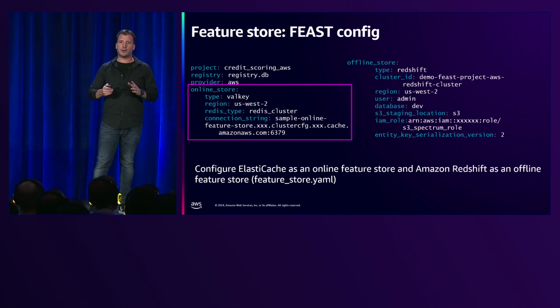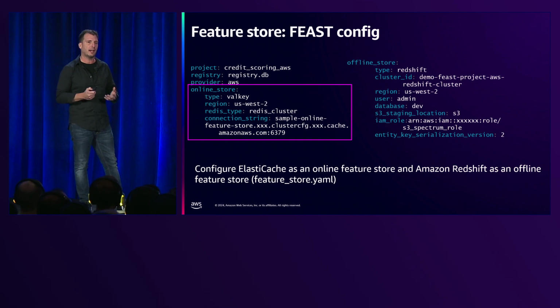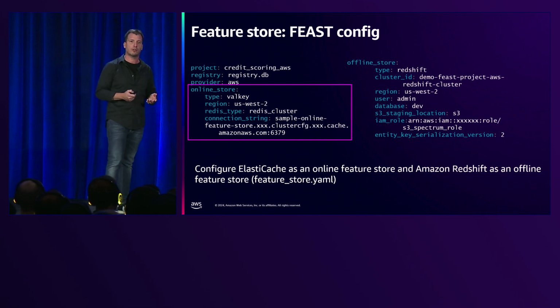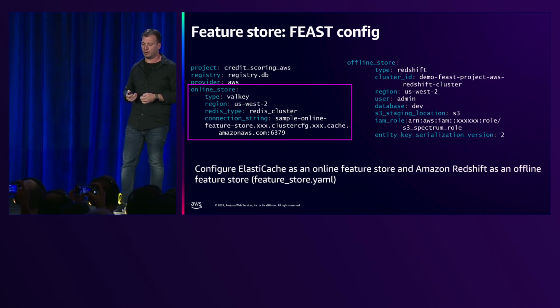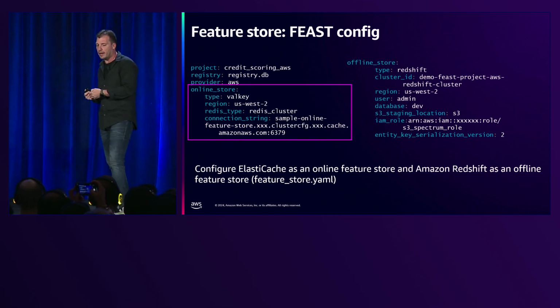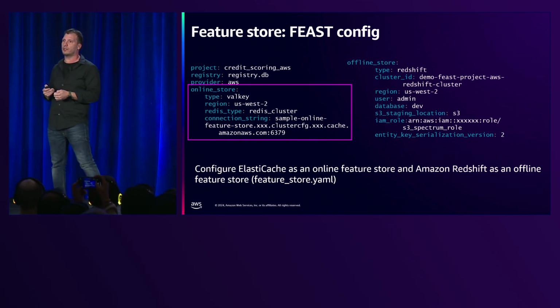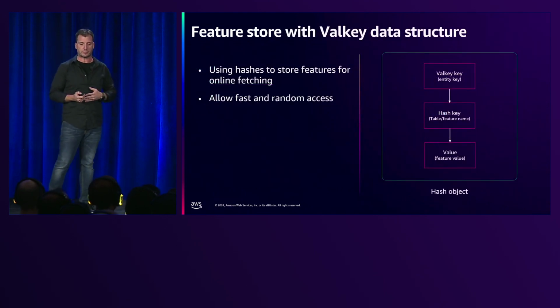To define it, it's very simple. We're going to use the feature_store.yaml, and as you can see, I'm defining Valkey as the engine for the online feature store, and we're providing the ElastiCache endpoint to access this feature store. And for the offline feature store, we're going to use Redshift. We're going to provide the admin credentials, and that's it.